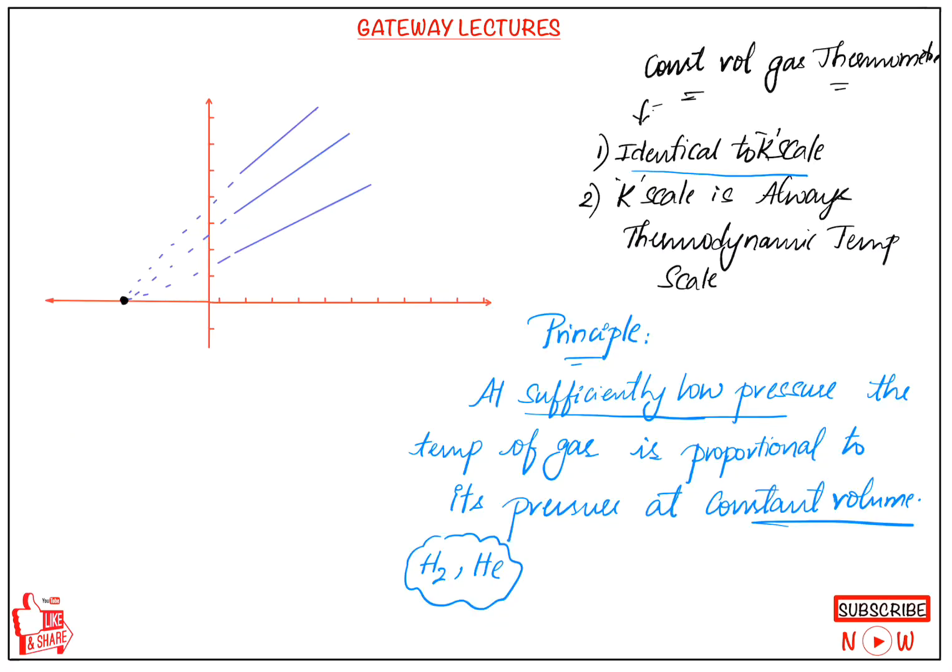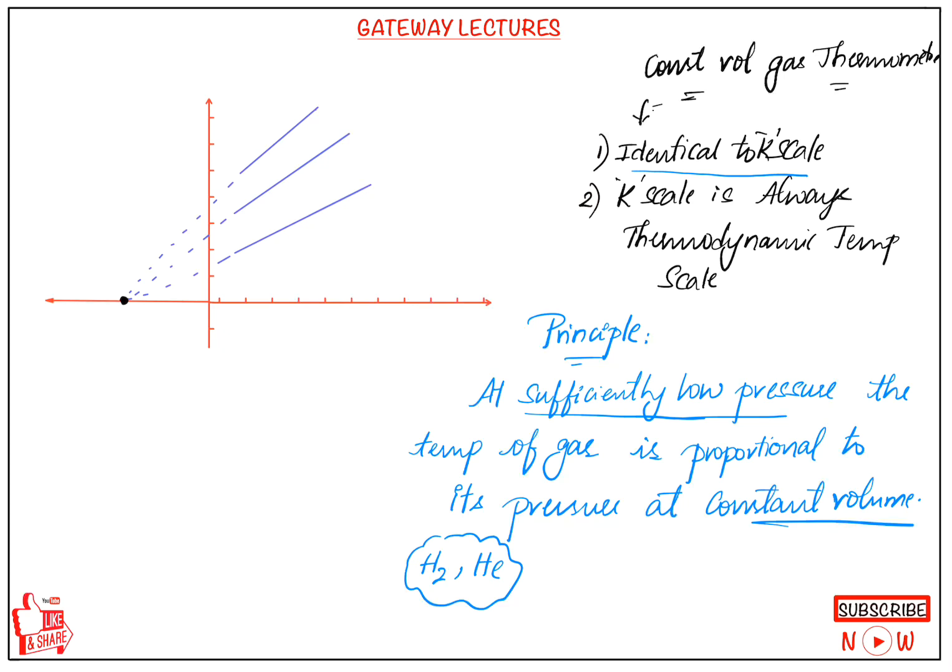Now we'll discuss the principle of the constant volume gas thermometer. So what is the principle involved in the constant volume gas thermometer? At sufficiently low pressure, the temperature of a gas is proportional to its pressure at constant volume. That is, at constant volume and sufficiently low pressure, the temperature of the gas is proportional to its pressure.